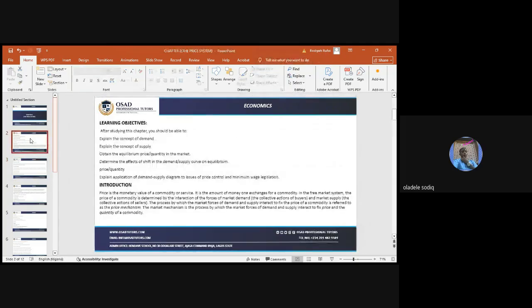so price is the monetary value. Don't forget that in economics, we are talking about monetary value. So price is the monetary value of commodity or service. It is the amount of money one exchanges for a commodity. So if Clifford is selling, let's say a car now, and I need the service of Clifford. I want to buy a car from him. So it means for me to get the car from Clifford, I'm going to exchange a price. That is, I have a price to pay in order for me to get the car from Clifford. And Clifford also has something to get from me, which is in what? Which is money. So that is what we refer to as what? Price.